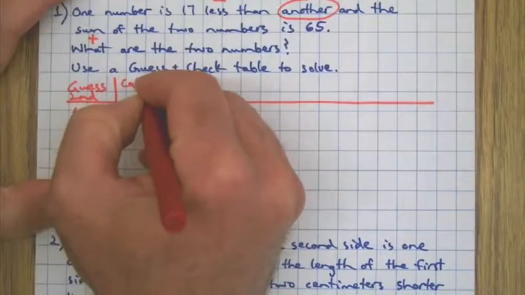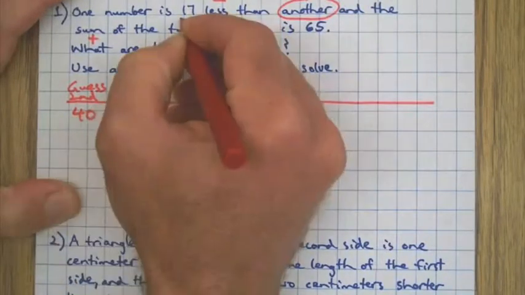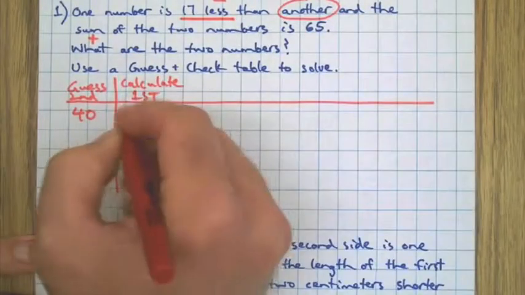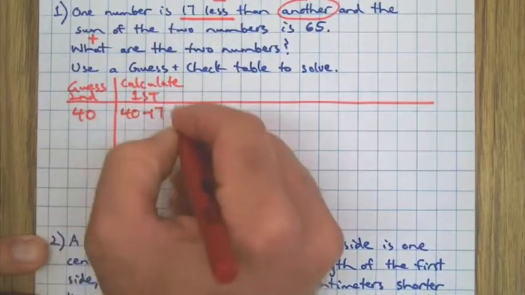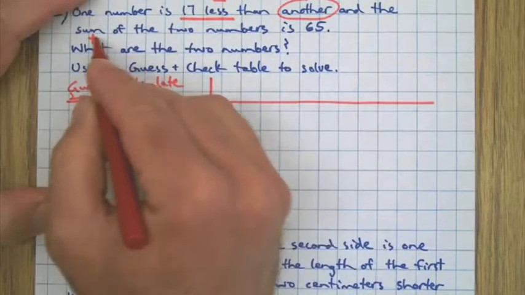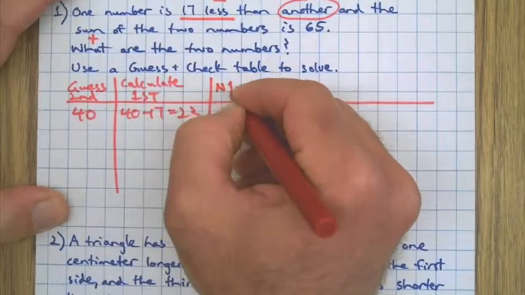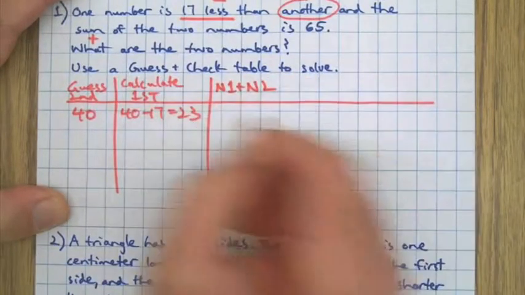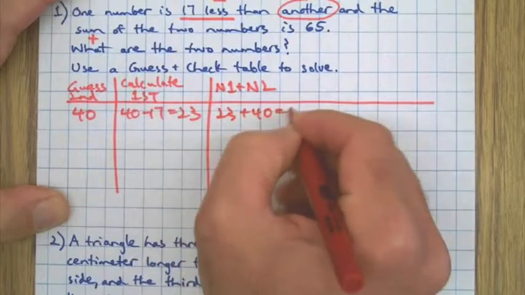So I'm just going to guess 40. Okay. Calculate the first number. It's 17 less than the other one. So 40 minus 17 is 23. The sum is 65. So I'm going to go number 1 plus number 2. 23 plus 40 equals 63.